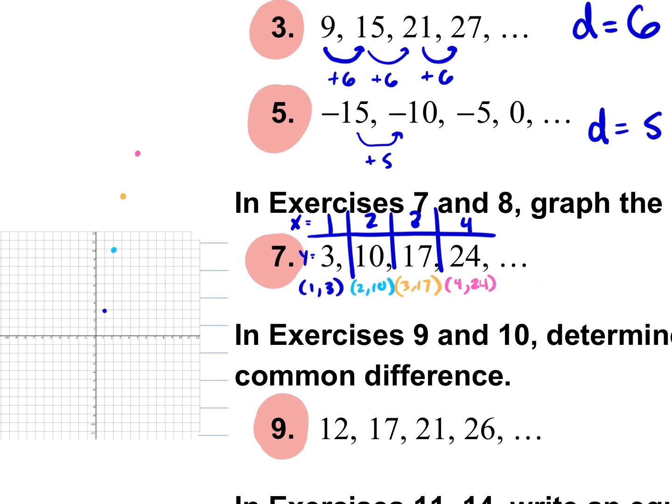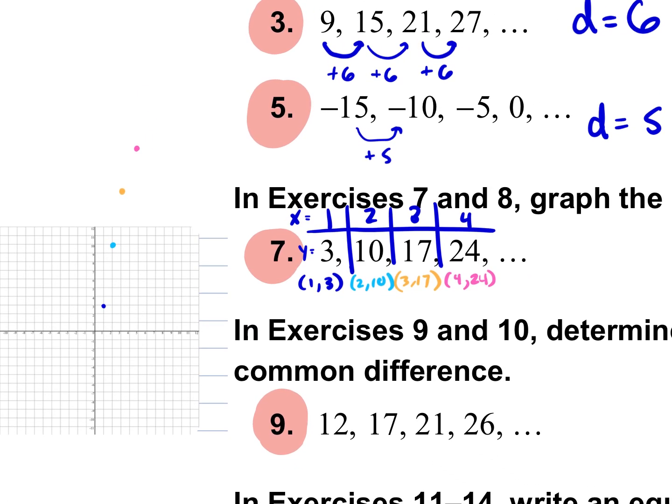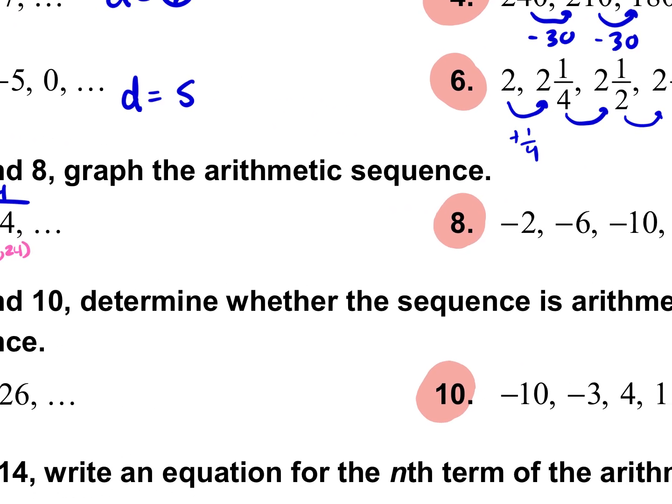So when we graph any arithmetic sequence, we're adding the same number each time, so it'll always be in a straight line. All your points will end up falling in a straight line. You don't have to draw the line, just draw your points. Let's look at 8.